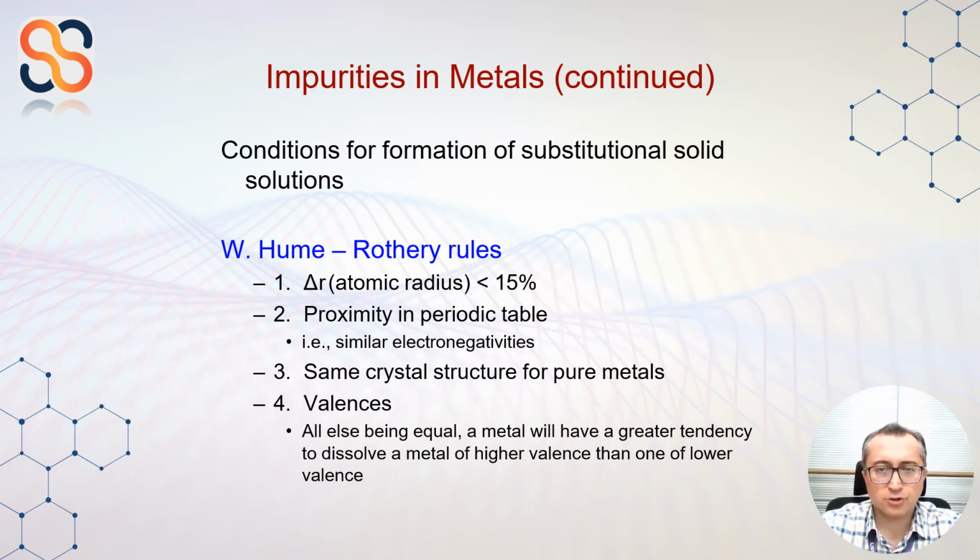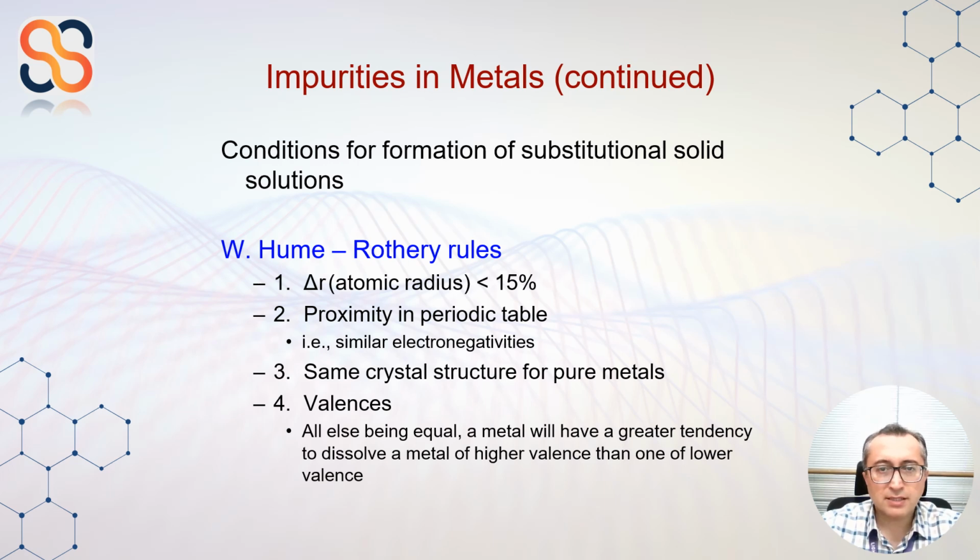Next, the two metals should be close to each other in the periodic table. This often means they have similar electronegativities, which helps promote the mixing of the two metals. When the electronegativities are similar, the bonding characteristics are more compatible, allowing for better solubility. The third condition is that both metals must share the same crystal structure. For example, if metal A has a face-centered cubic (FCC) structure, then metal B should ideally also have an FCC structure. This alignment in crystal structure allows for easier integration of the impurity atoms into the host lattice.